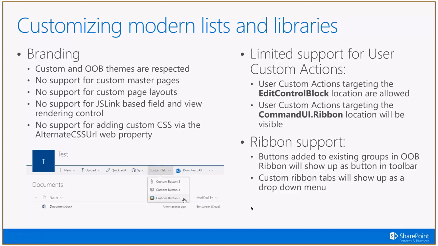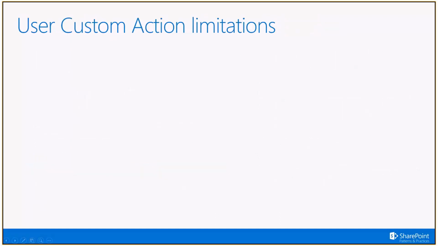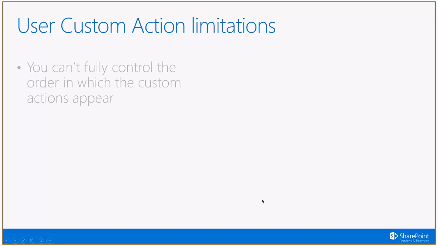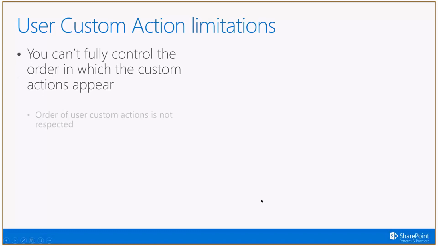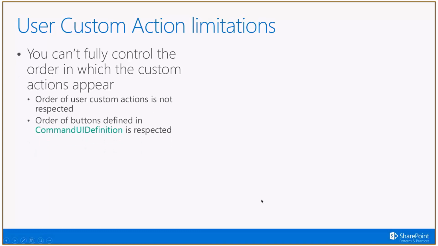And the reason for that is that there are certain limitations around user custom actions that you need to be aware of. There are not that many limitations, and they're not overly complex, but just a few things which might bite you if you don't know them. So one of the topics that is important here is the ordering.